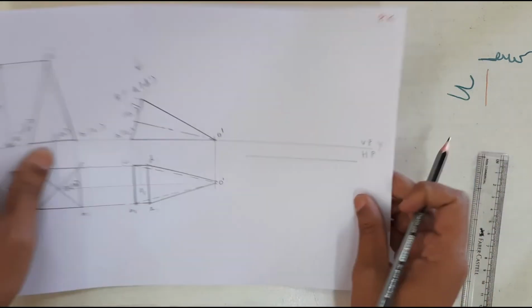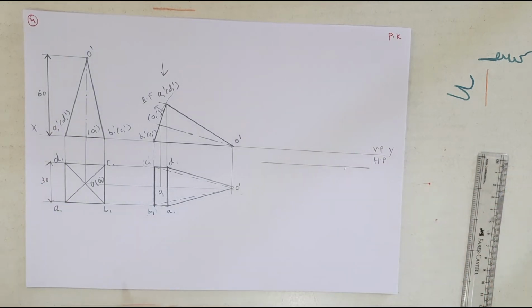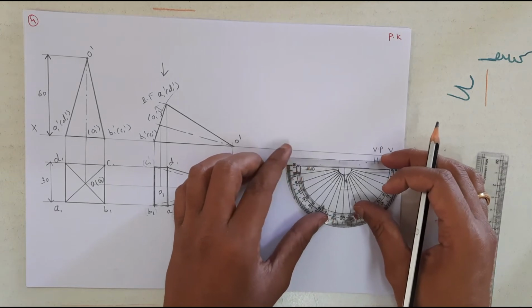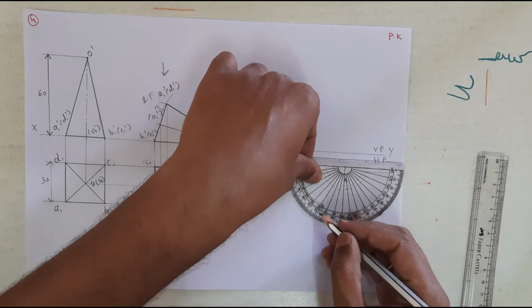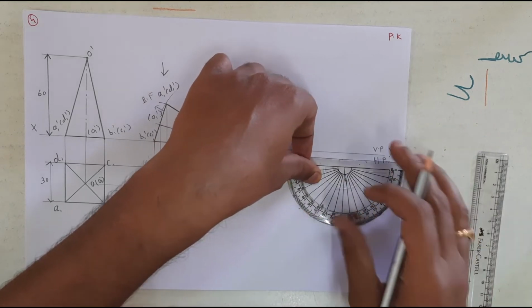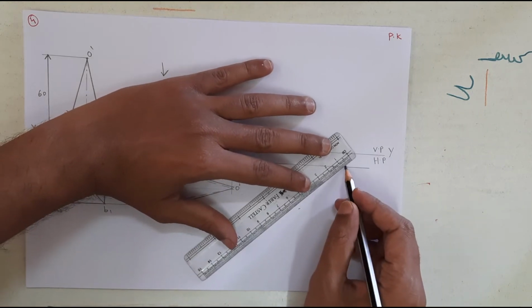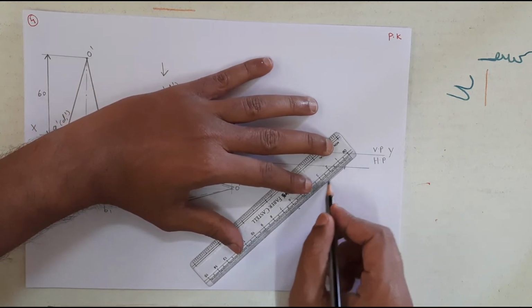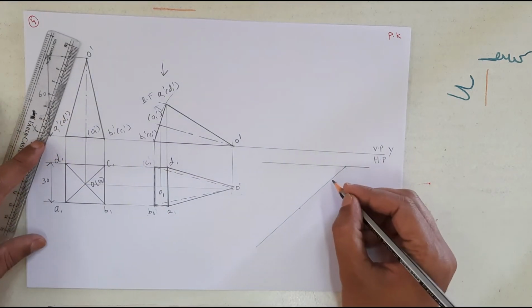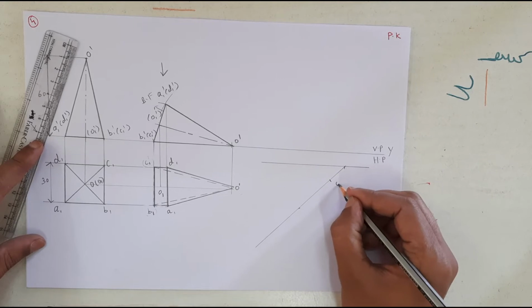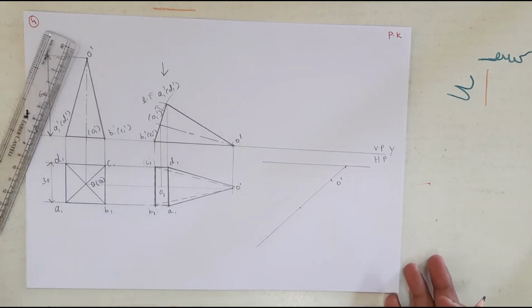As usual, I am going to draw a line which is parallel to the XY line. At a convenient distance I am going to mark a point. From there I am going to mark how much? 45 degree. So I am going to fix the O dash at a convenient distance. Okay, so this is a normal problem.